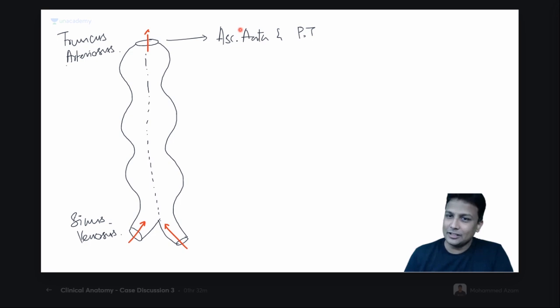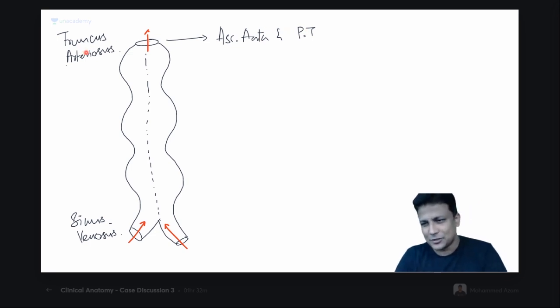So ascending aorta and the pulmonary trunk should be derived from where, sir? Truncus arteriosus. Definitely. So tomorrow in the exam, if they ask you pulmonary trunk is derived from where? Truncus arteriosus. Ascending aorta will be derived from where? Answer should be truncus arteriosus.